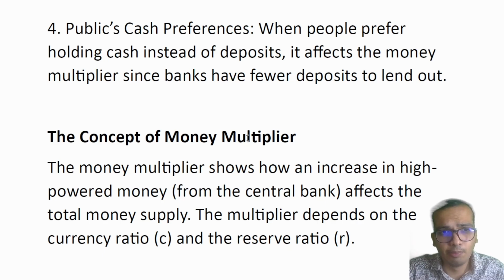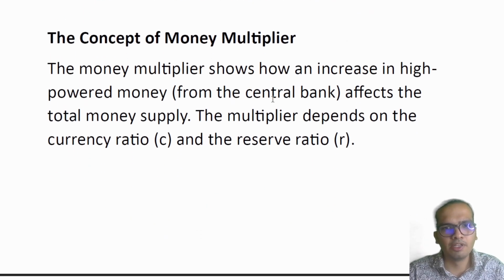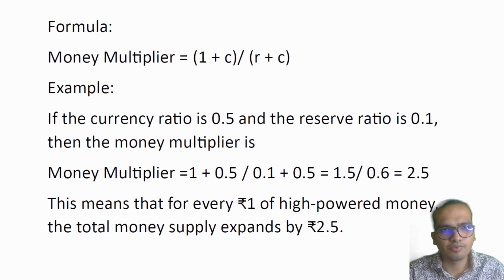Fourth comes the public's cash preferences. When people prefer holding cash instead of deposits, it affects the money multiplier since banks have fewer deposits to lend. So the concept of money multiplier: the money multiplier shows how an increase in high powered money, that is from the central bank, affects the total money supply. The multiplier depends on the currency ratio and the reserve ratio.